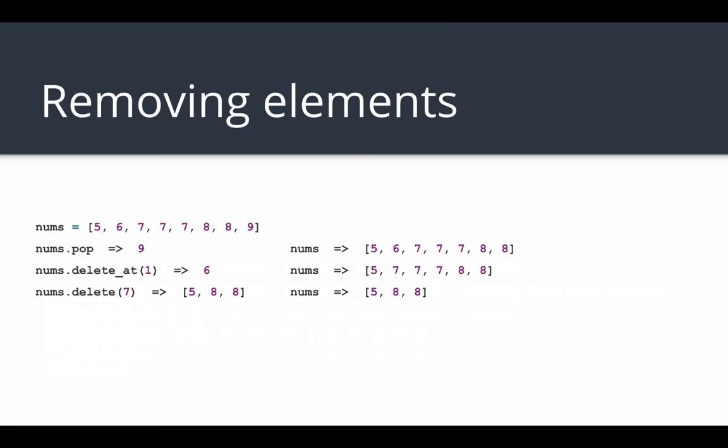Here we've got a different array of numbers. We can use .pop, which just takes the last number, or the last value, out of the array and returns it. So now we see 9 is gone. We've got this delete at method. It just takes the index as the argument. If we put 1 in there, we got the 6 popped out of there. And then we have the just delete method, which works differently because whatever value you pass to delete removes every instance of that value from the array. So in this case, all of the 7s are going to be gone now.